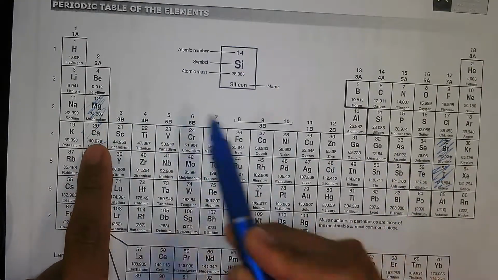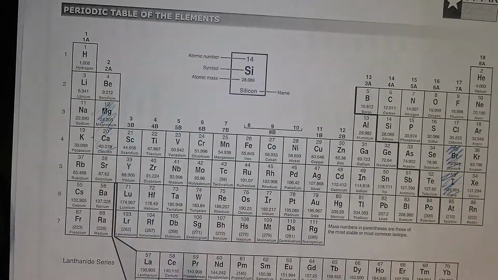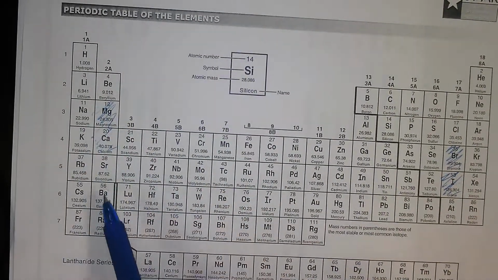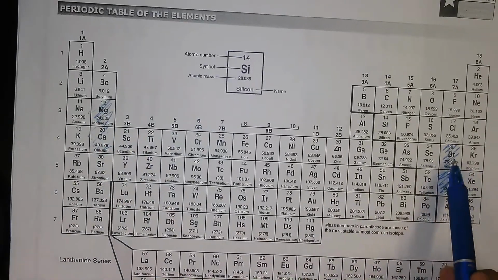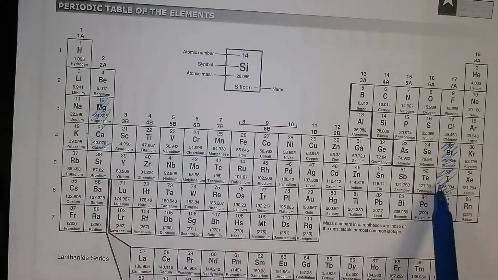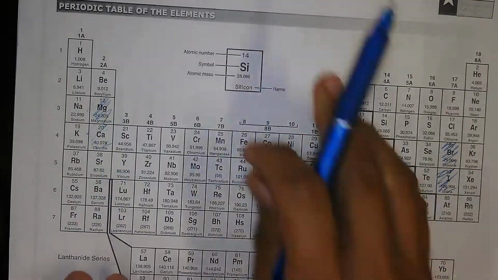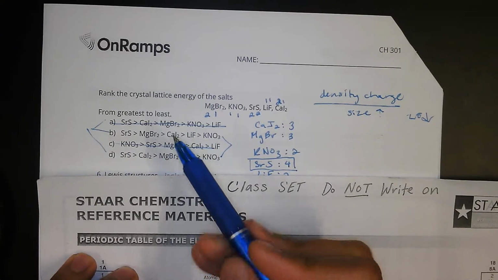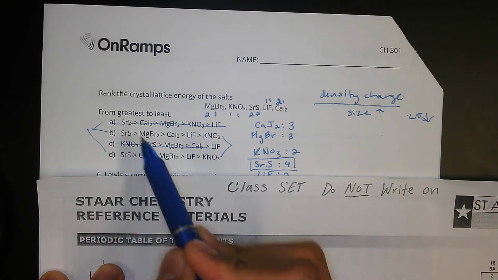So my smaller size will be going up the periodic table because they have fewer energy levels around them. So I have magnesium here, bromine here. They are both on top of calcium iodide, so magnesium bromide should come second. And if I look at my answer choices, that is answer choice B.